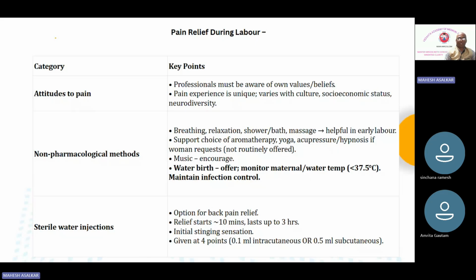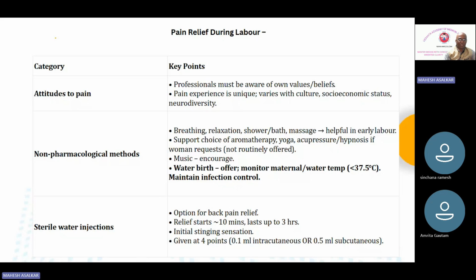Among the non-pharmacological methods, you have breathing, relaxation, shower, bath, and massage. They are helpful in early labor. Support the choice of aromatherapy, yoga, acupressure, and hypnosis if women request them, but they are not routinely offered. Remember, if the patient is asking, you respect their wishes, but we are not offering these.